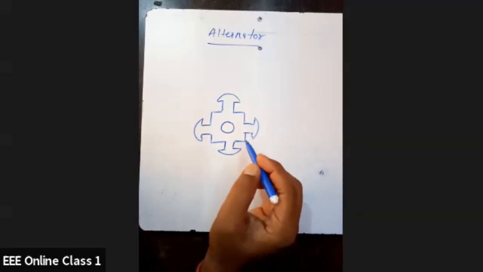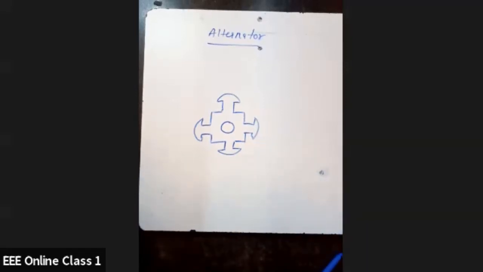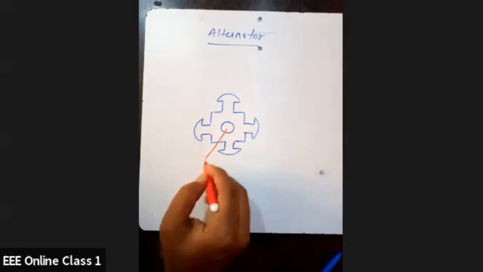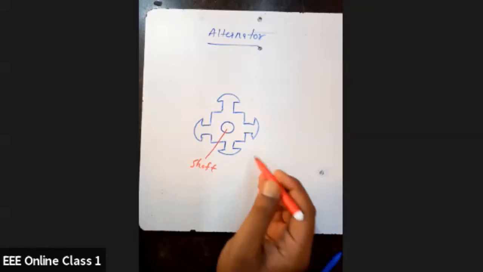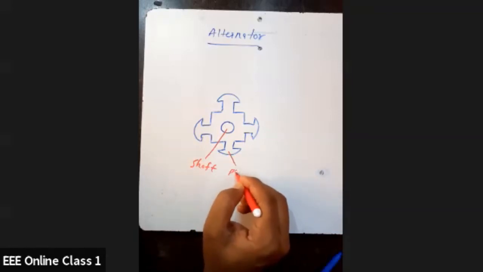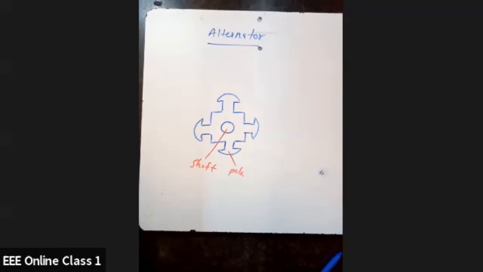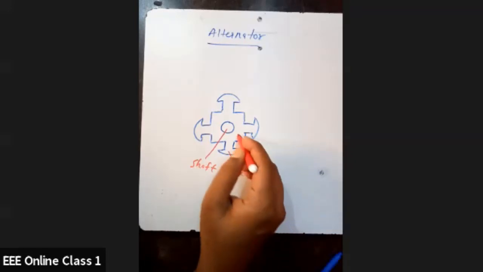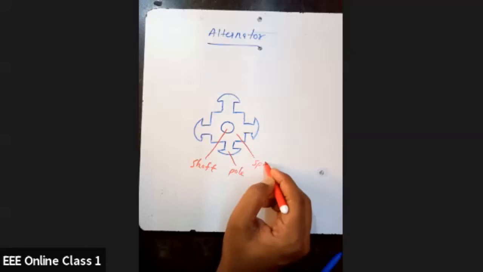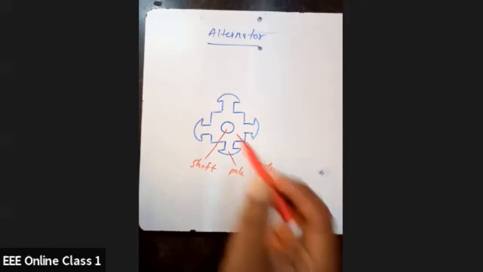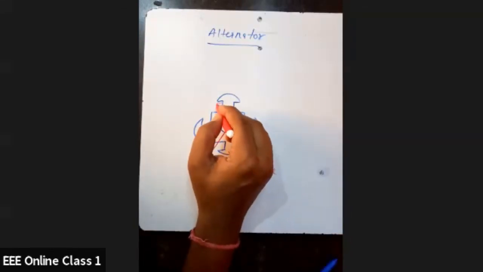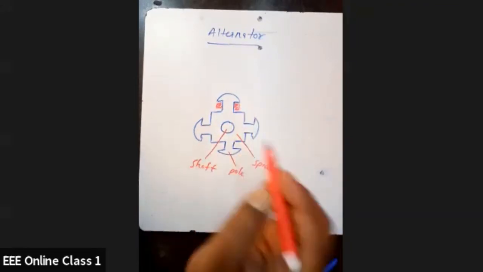So this is your shaft, this is your pole, and this is called the spider. Your field winding is here. So this is your field winding.